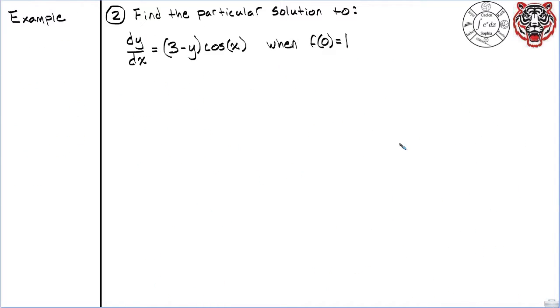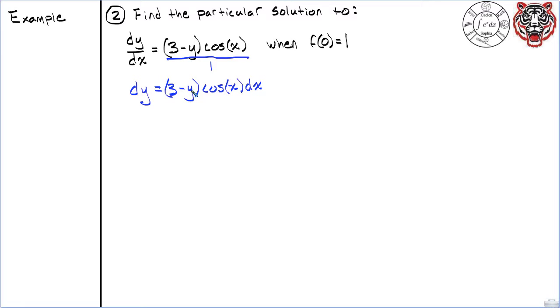Let's go to example number 2. Find this particular solution to that differential equation. All right, here we go. It needs to be a fraction equal to a fraction, cross multiply. So on the left-hand side, I like dy's on my left, so dy on the left is equal to 3 minus y times cosine of x dx.